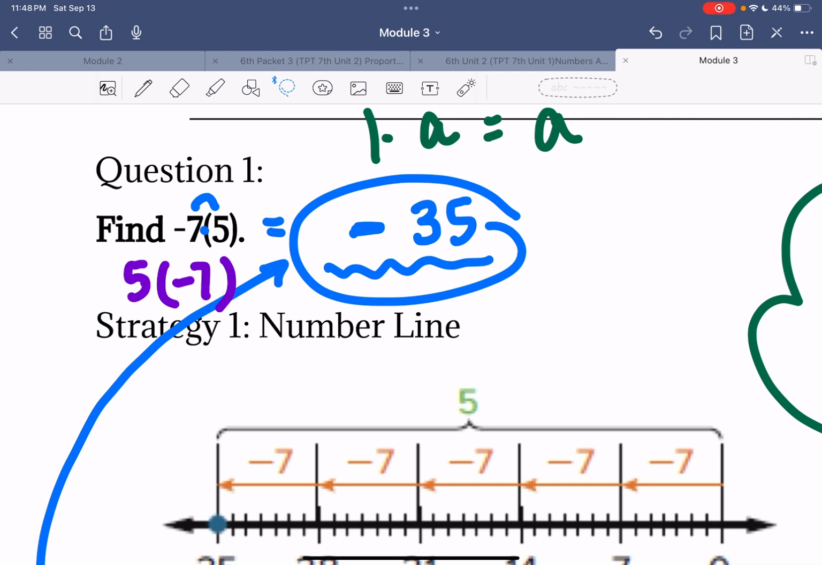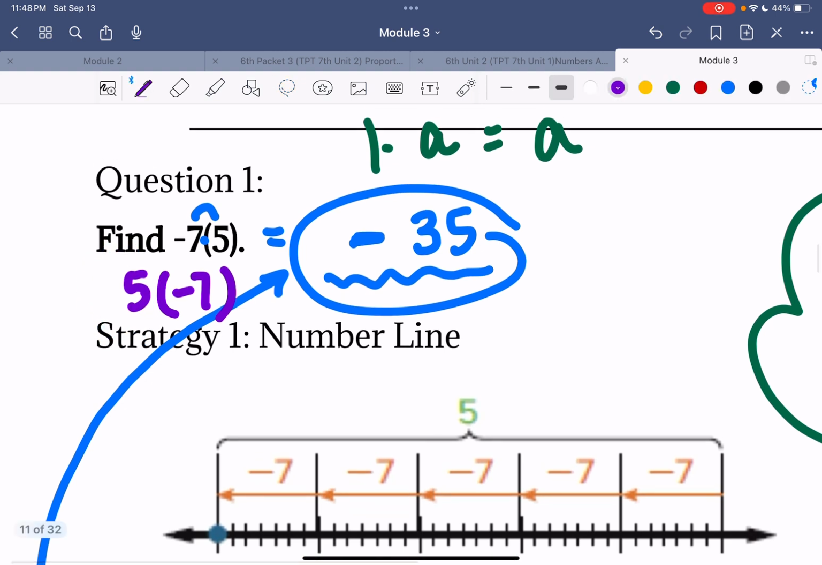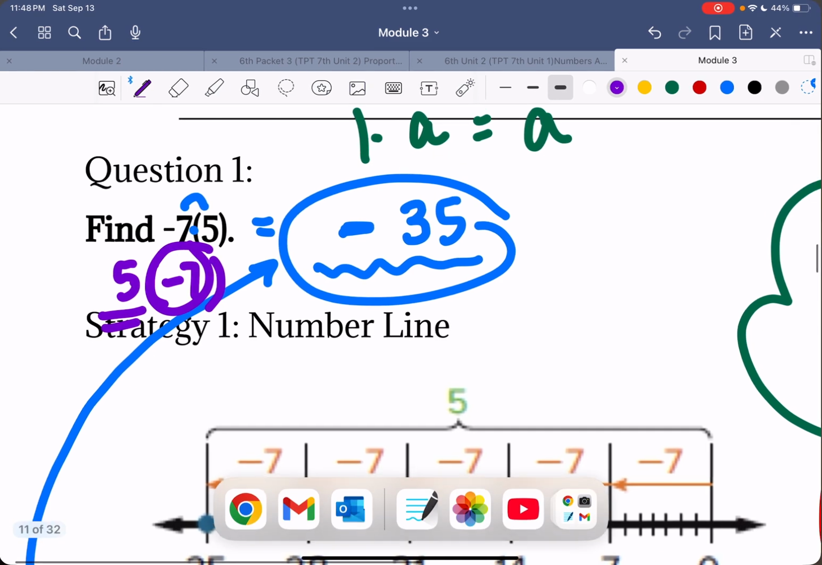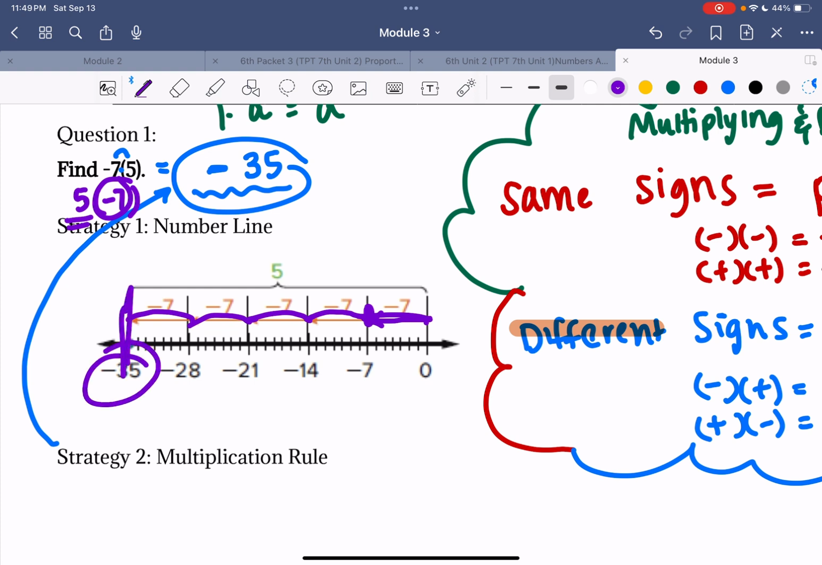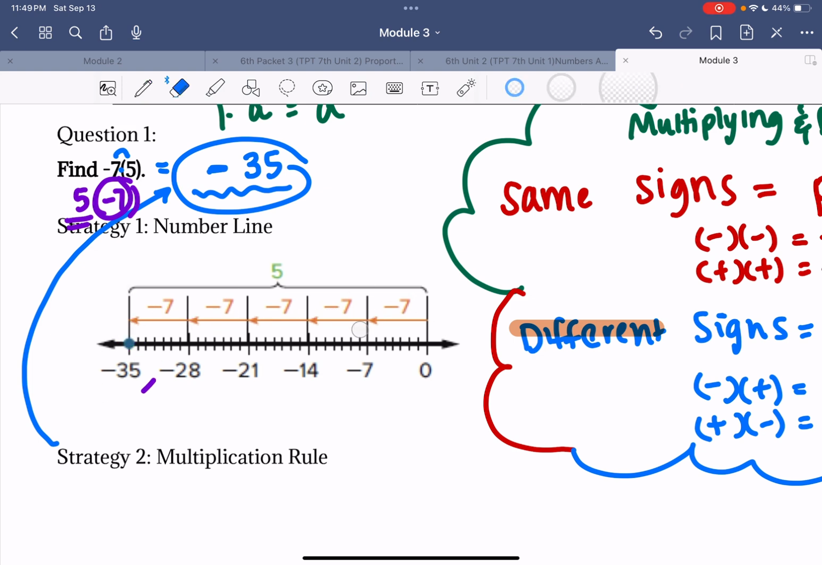So if I think about it like this, I have 5 groups of negative 7. So negative 7 is here, 7 behind 0. And then if I do that 5 times, second one, third one, a fourth one, fifth one. If I have 5 groups of negative 7, copy and paste the negative 7 5 times, I land at negative 35. Okay, so that's a visual to help you see the why behind it.